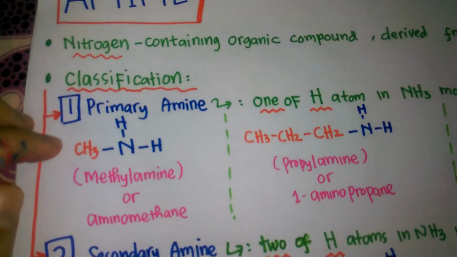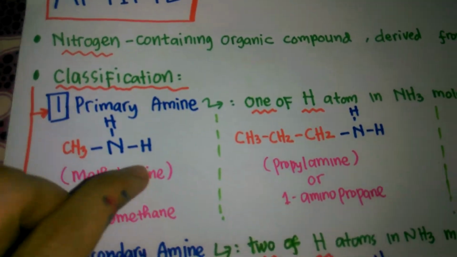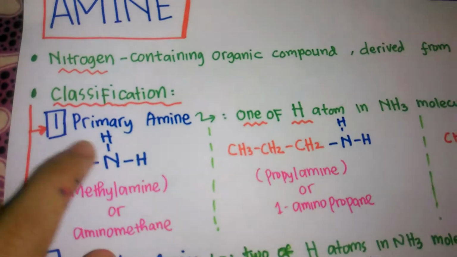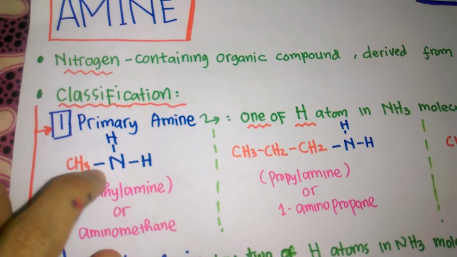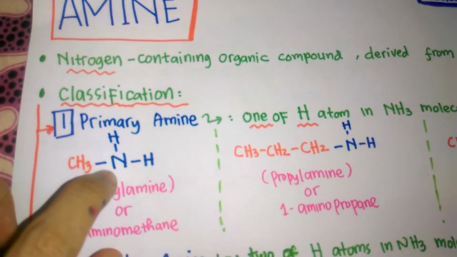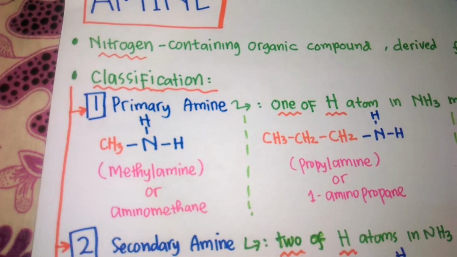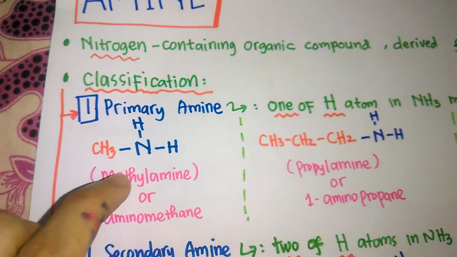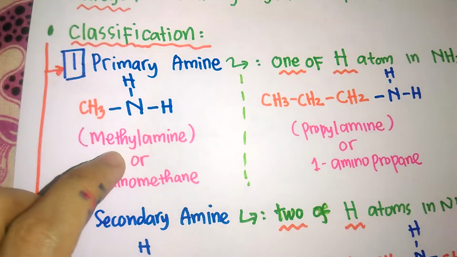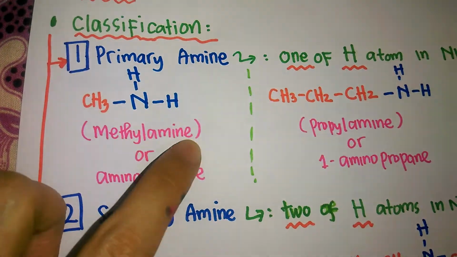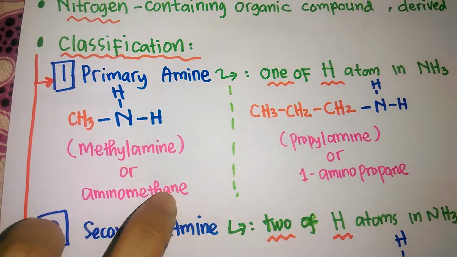For example, we have CH3 and NH2. So one of the hydrogen atoms from ammonia has been replaced by CH3 or methyl. So we can name this amine as methylamine or aminomethane.